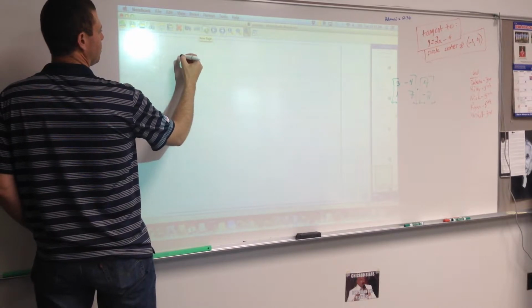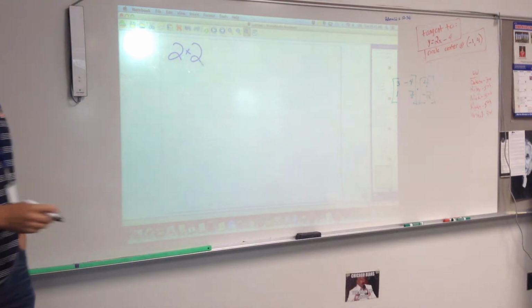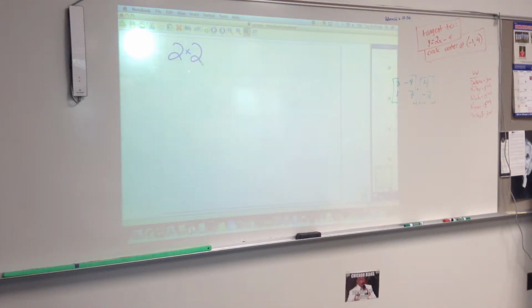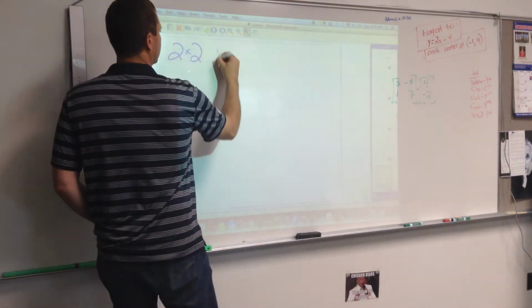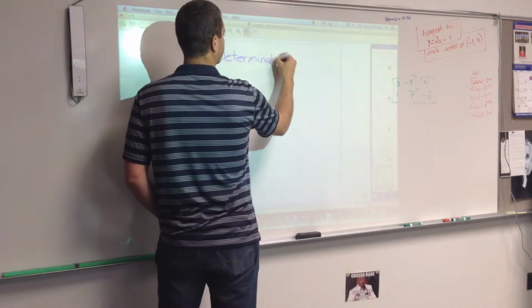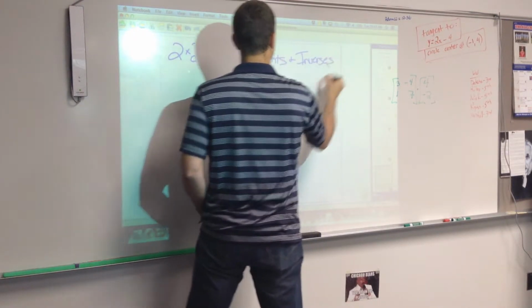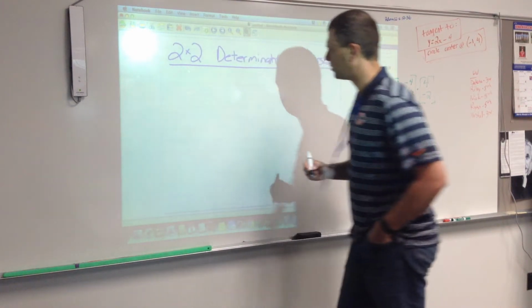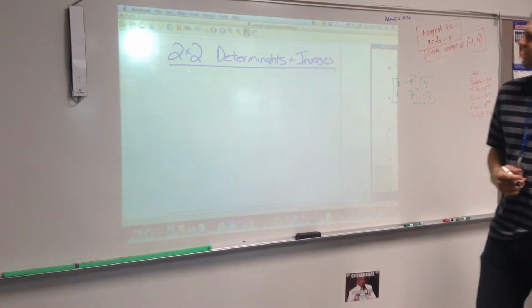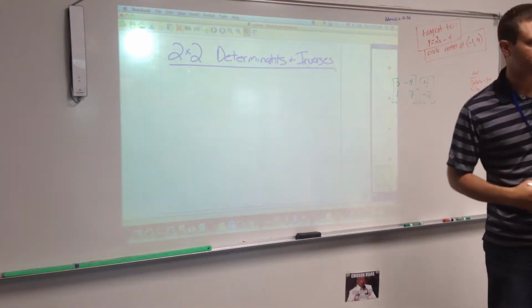We'll work with 2 by 2 matrices, because those are the only size matrices you'll have to do by hand. The rest you'll be able to use graphing calculators to help you do. Okay? So 2 by 2 determinants and inverses.